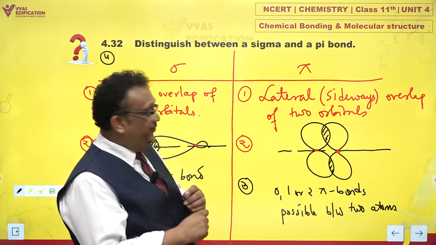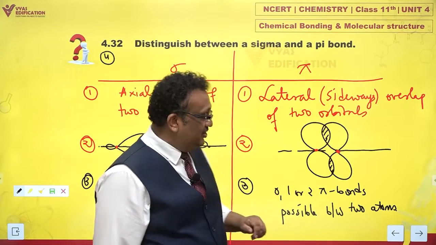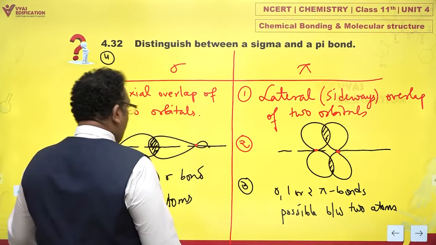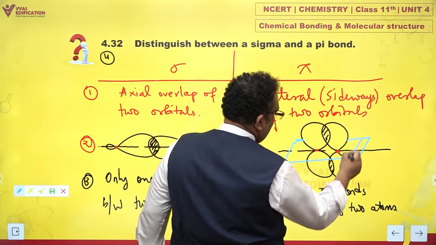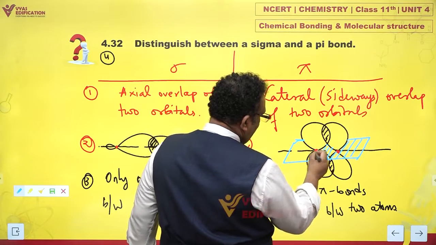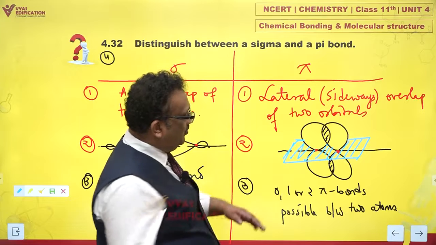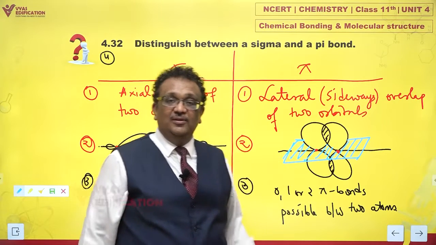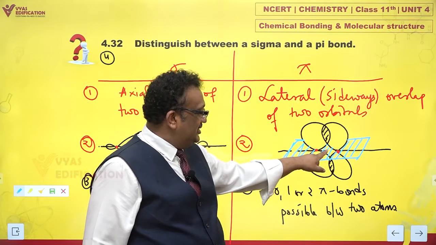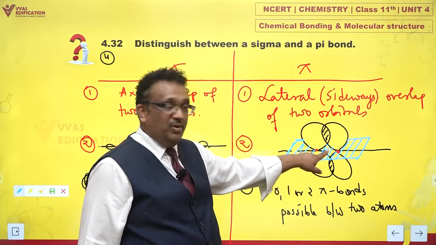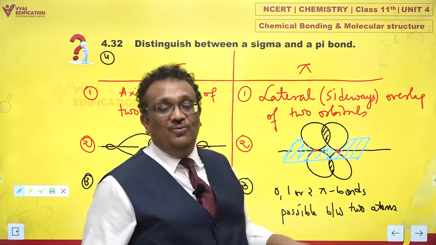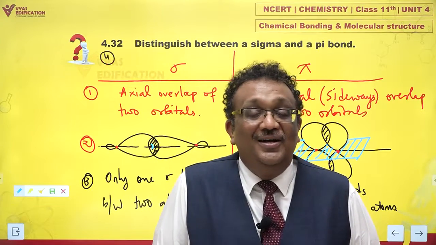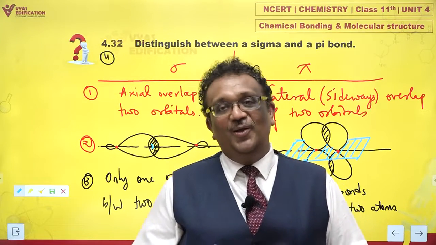In a pi bond, the probability of finding the shared electron cloud is how much? It is 0 along the internuclear axis. Please see, this is the nodal plane. There is zero probability of finding electrons here. So at this point there is 0 probability. At this point, there is maximum probability. That also is a very classic feature of distinction between sigma and pi bonds.